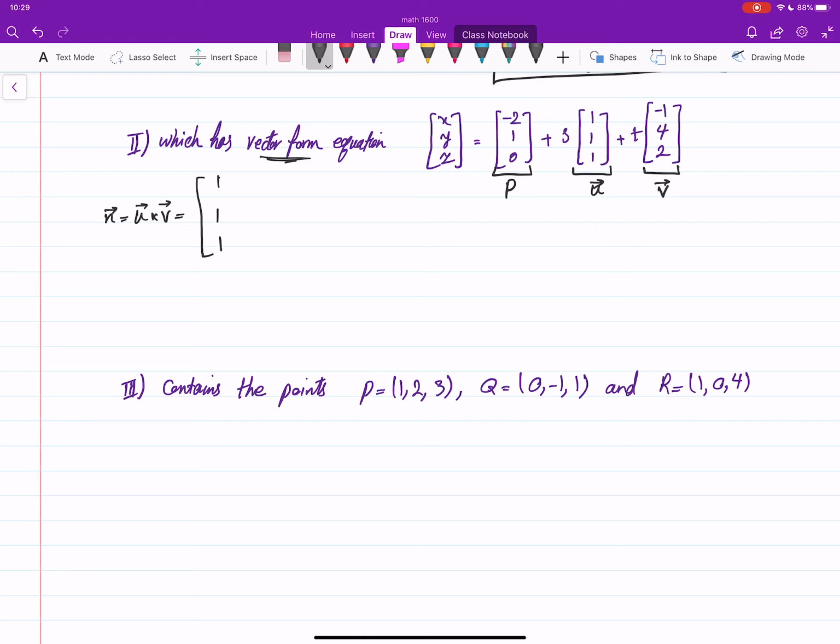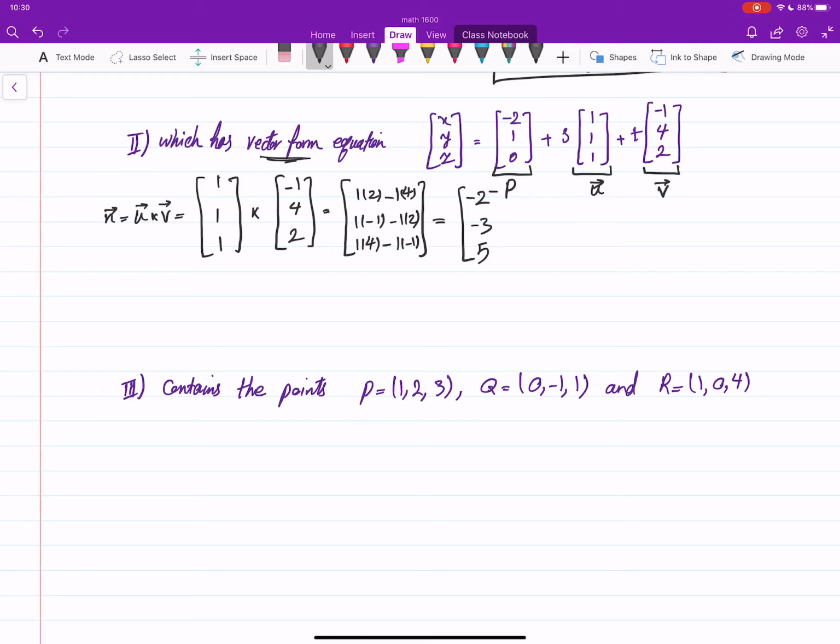And this is (1, 1, 1). This is a good example to do more dot products and cross products. Please go ahead, pause the video and do it yourself. Then you will see that you get something like this. You apply the trick or whatever method works for you. This is 1 times -1 minus 1 times 2, and this is 1 times 4 minus 1 times -1. As a result, we get -2 for the first one, -3 for the second one, and 5 for the third one.